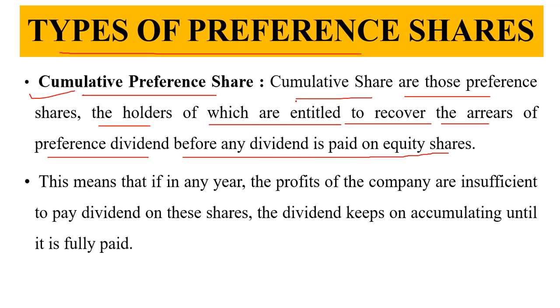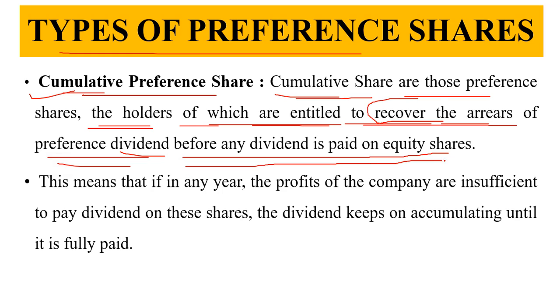Now the cumulative shareholders have the right to recover any pending dividend. If there is any pending dividend left to pay to these cumulative shareholders, they have the right to recover all of it. Now what does this mean? Cumulative preference shares are those preference shares the holders of which are entitled to recover the arrears of preference dividend before any dividend is paid on equity shares.